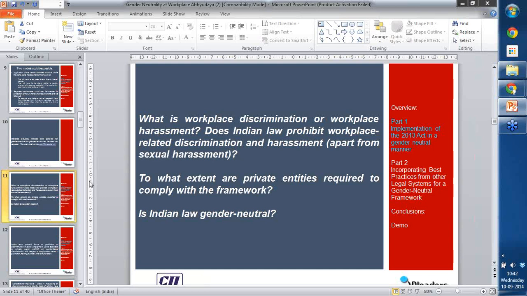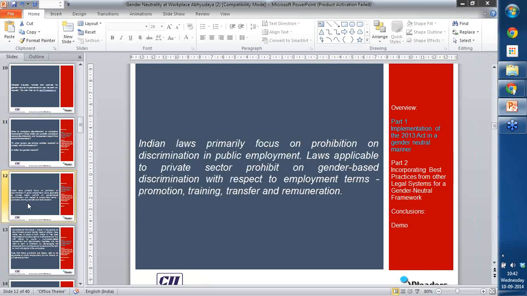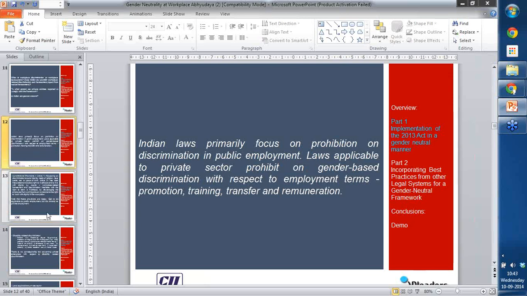So now we'll move to the next part where we want to explore the other Indian laws which relate to treatment of employees at the workplace, and whether they apply to private entities or not. We will just quickly go through that before we go to the law in UK and US and understand what workplace harassment or discrimination is. So Indian laws are largely, this is a quick summary slide, focused on prohibition on discrimination in public employment on certain grounds. They are not applicable or enforceable against the private sector except on certain grounds only, which we will just discuss in a moment.